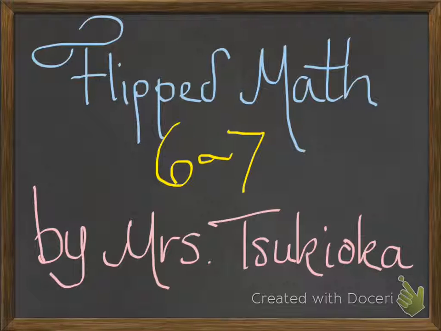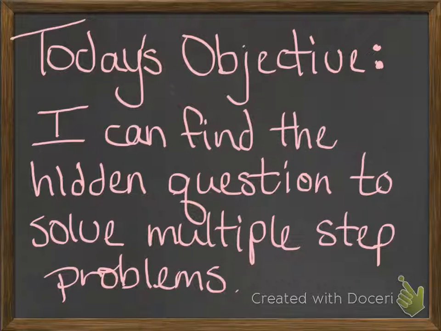6-7. Today's objective is that I can find the hidden question to solve multiple step problems. So today's problems aren't necessarily going to be just multiplication problems. They're going to be multiple step problems using all sorts of operations: addition, subtraction, multiplication, and division.